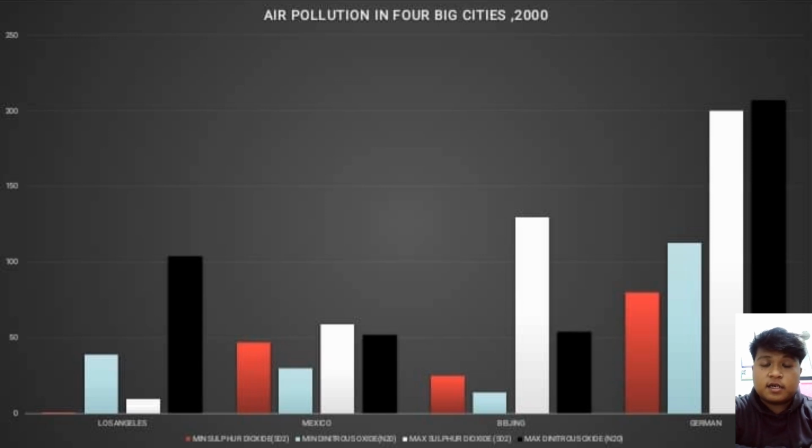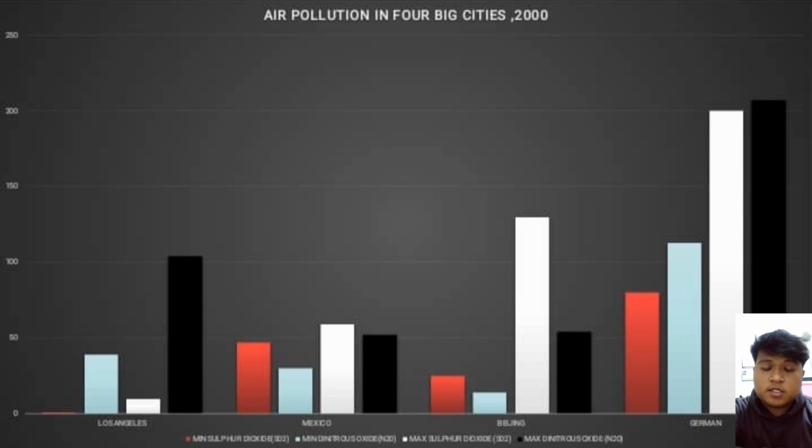So the last one is the column graph. The top of the graph shows us the title, which is air pollution in 4 big cities in year 2000. The left y-axis shows us the number of people who die due to air pollution. The x-axis shows us the country, and the last one is the legend. The red is mean sulfur dioxide, light blue is mean nitrous oxide, white is max sulfur dioxide, and the black is max nitrous oxide.